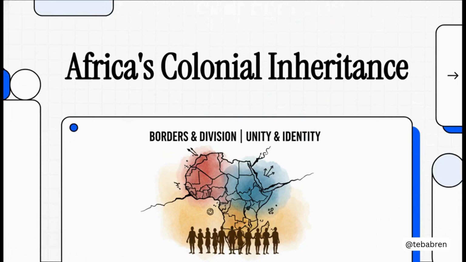Have you ever looked at a map of Africa and just wondered about all those straight lines? I mean, they look so unnatural. Well, that's because that map wasn't really designed by Africans. It was inherited. Today, we're going to dig into how the colonial past literally drew the borders of modern Africa, and how that legacy is still shaping its politics, its conflicts, and its very identity today. Let's trace how those lines on a map became a continent's reality.